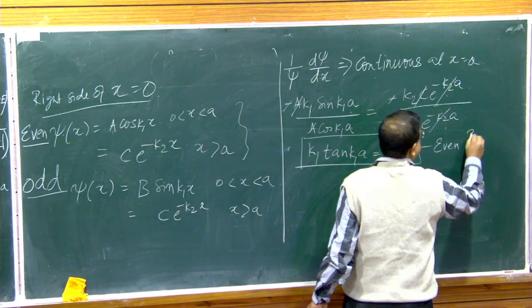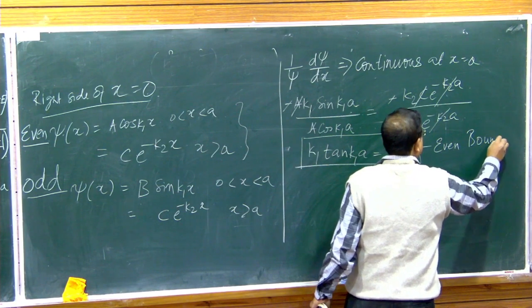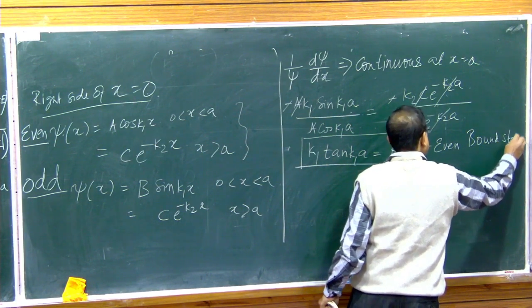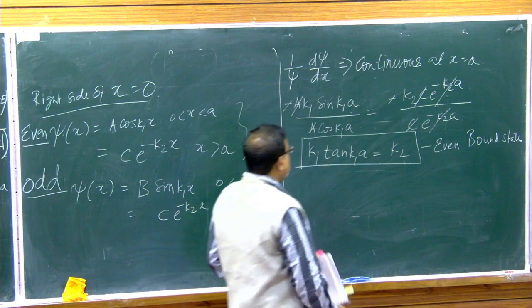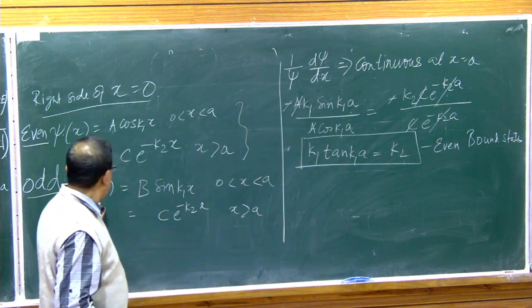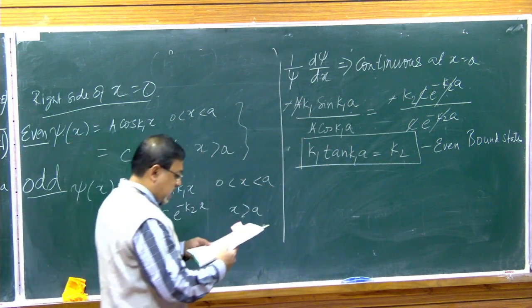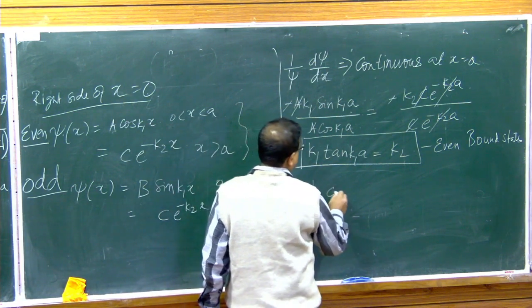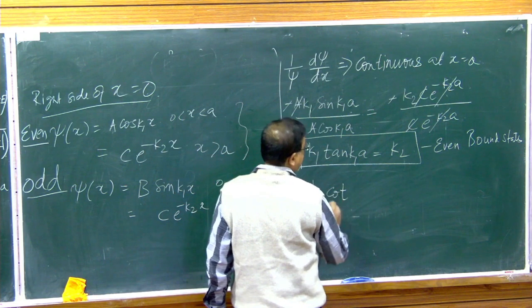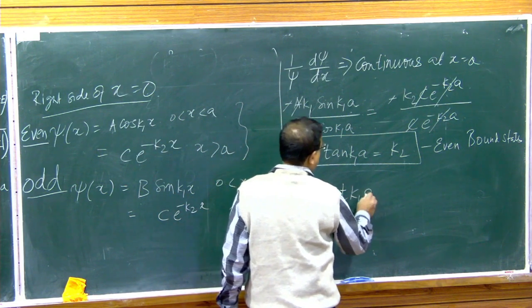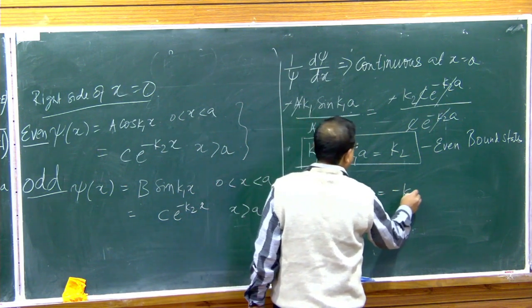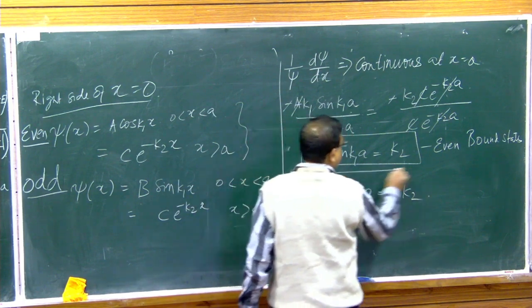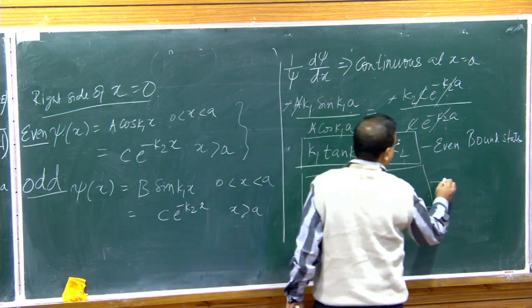I'll now write: even bound states. The solution of this, we'll see how. You do the same thing for the odd function, and you get k1 cot k1 a equal to minus k2. That's for the odd bound states.